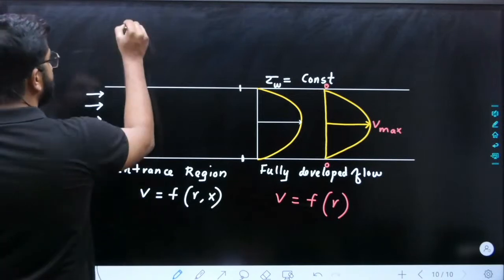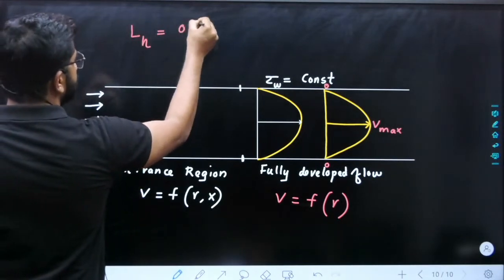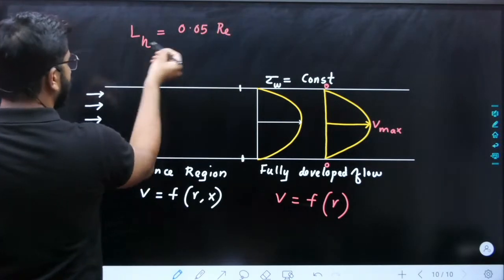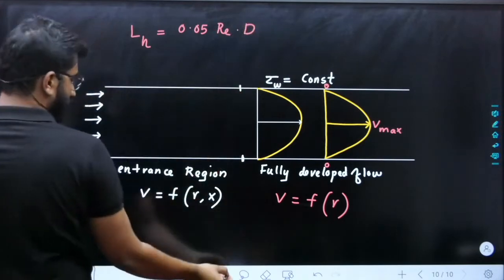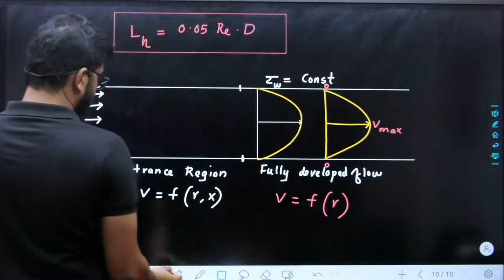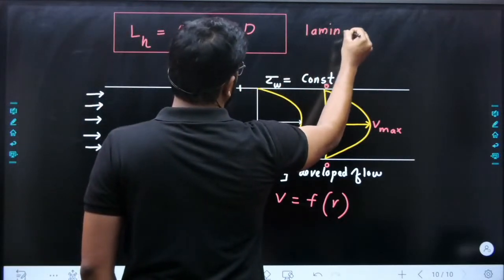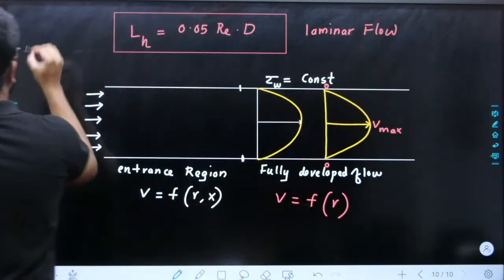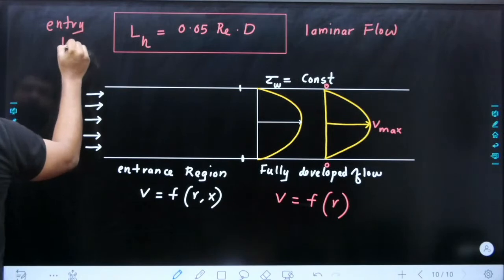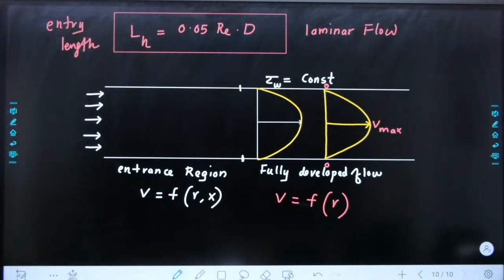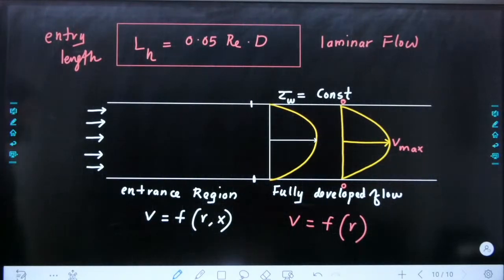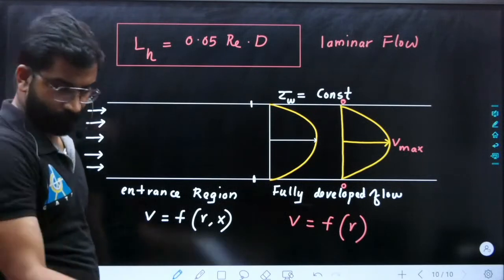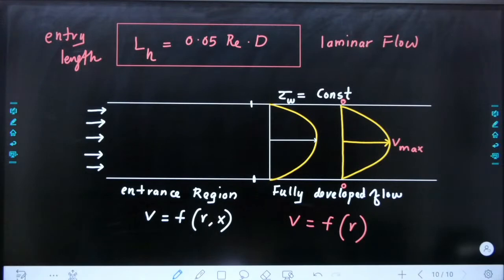Now entrance length का equation क्या है? What is the entrance length L_H? It is 0.05 Reynolds number, and if I multiply by diameter here, this is the entrance length equation for laminar flow. Laminar flow entrance length equation, or entry length. So remember this equation as well. Easy. Yes, fully developed flow, everything I hope you understood.